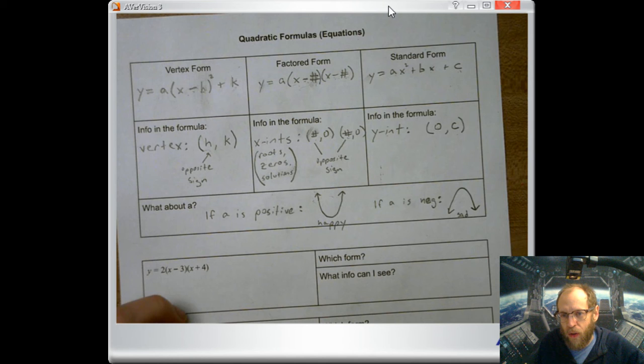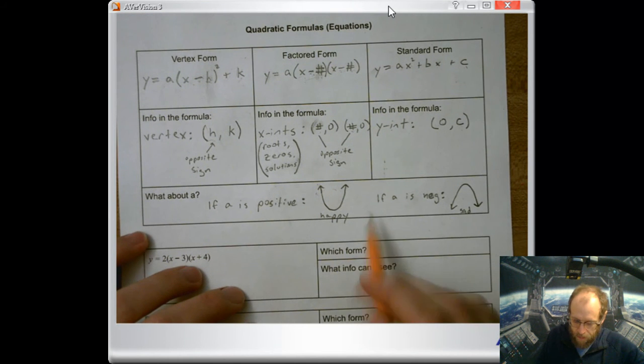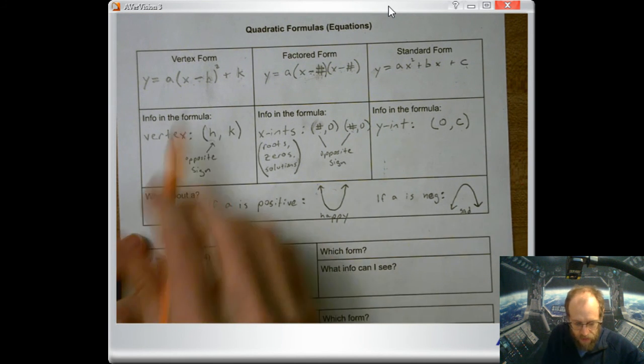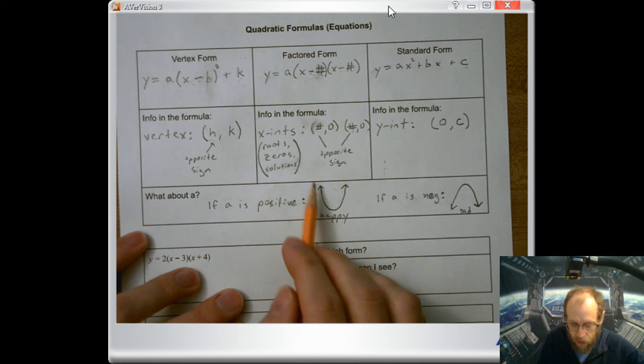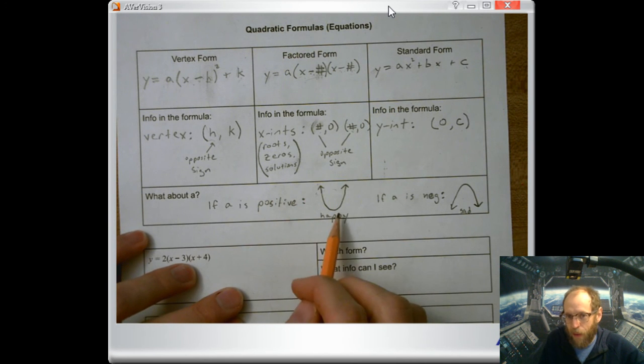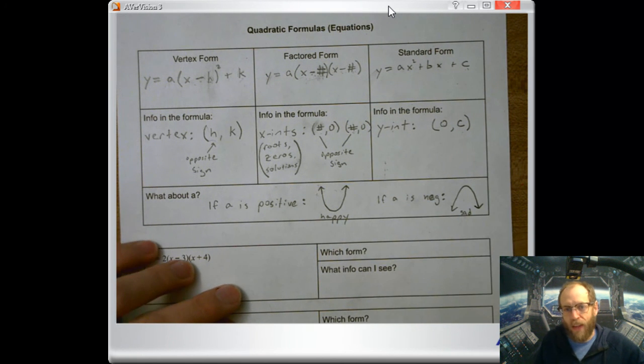But again, those aren't official math terms. They're just things I like to say because I like to say fun things. So if a is positive, if there's a positive 4 here, that means we're going to have a parabola that opens up, or a happy parabola. And if a is negative, our parabola is going to open down. It's going to be sad. But it's the way life goes.